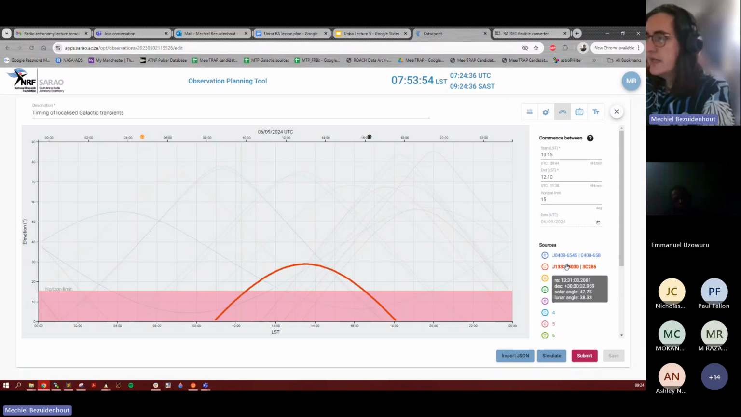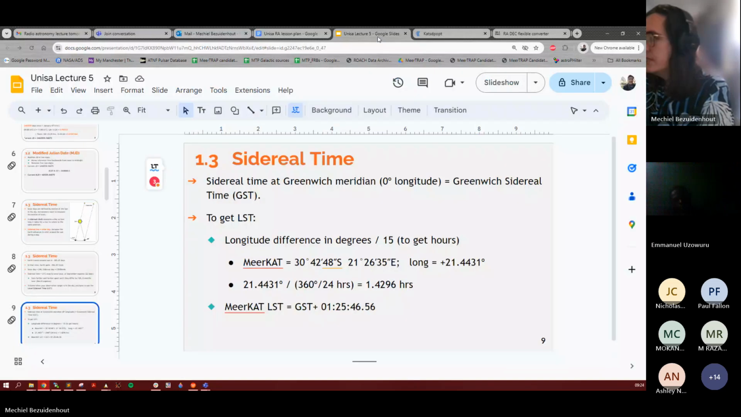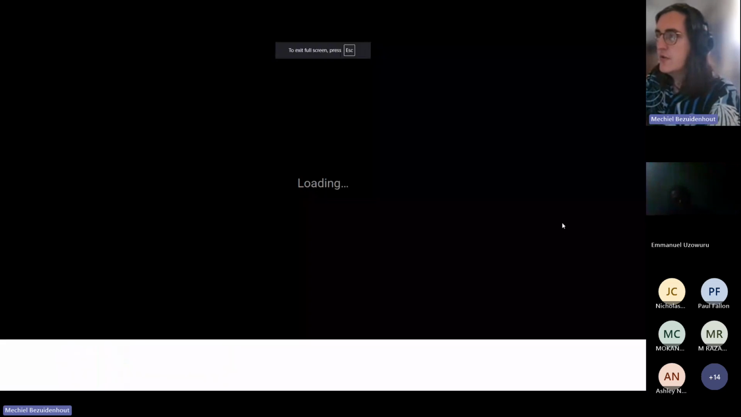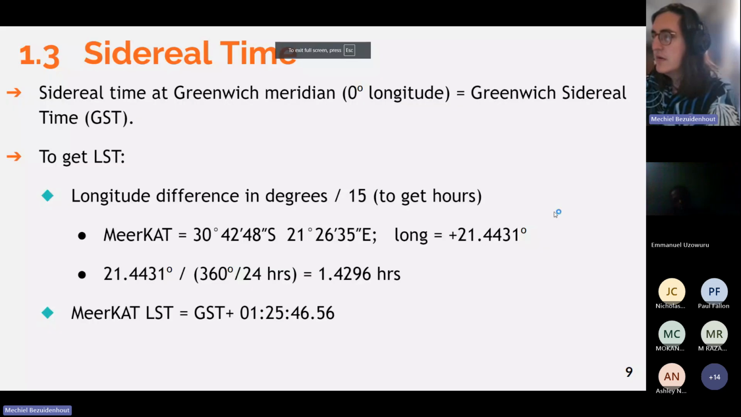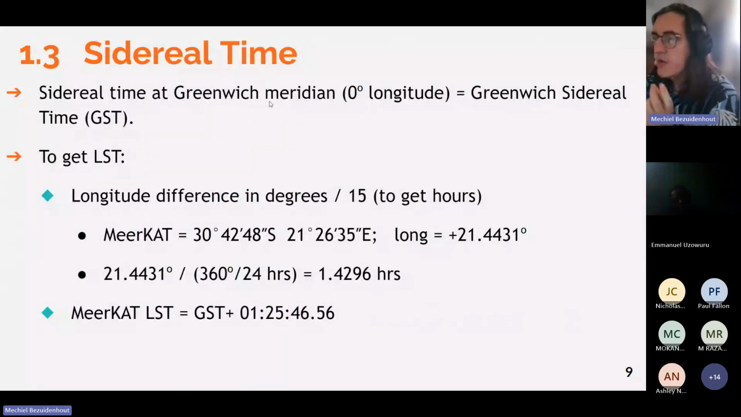So to get back to the slides. The LST is the thing that you want to know when you're doing an astronomical observation. You can relate the local sidereal time, LST, to the sidereal time at the Greenwich Meridian, which is called GST. So in order to do that, you need to know the longitude of the observer.